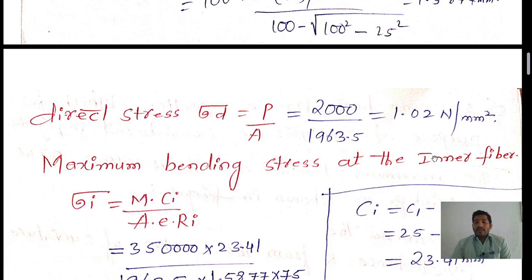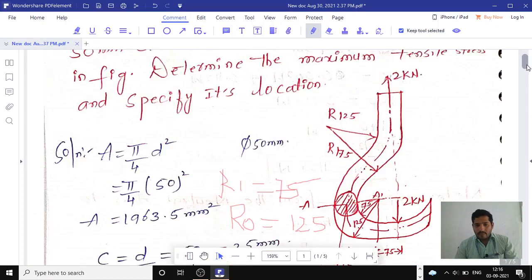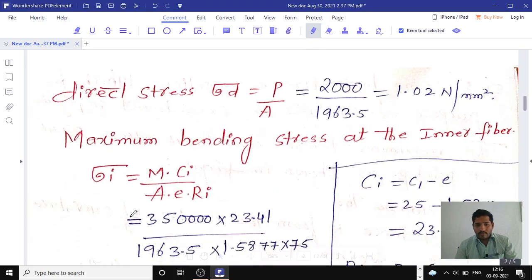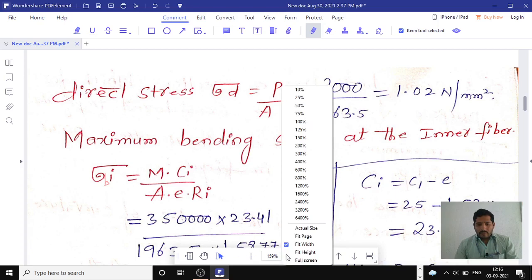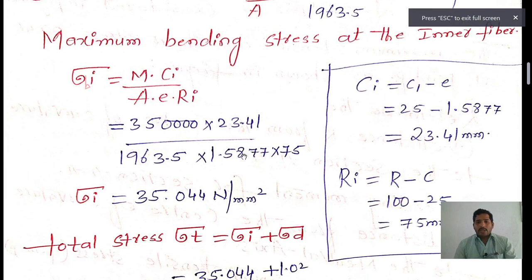Okay dear, but in this case what we need to find out, our intention is to find out the maximum bending stress at the inner fiber. So the maximum bending stress is represented by sigma bi. Write down here sigma bi. Clear? Then, okay dear, sigma bi equal to M into ci.